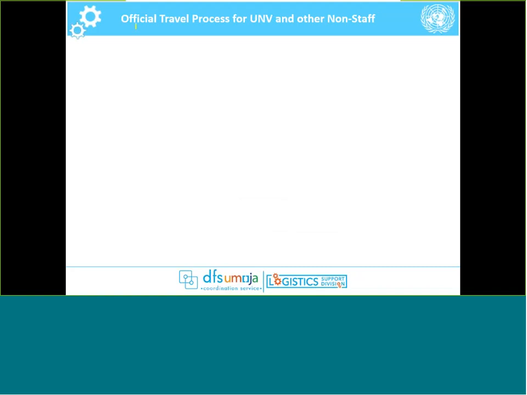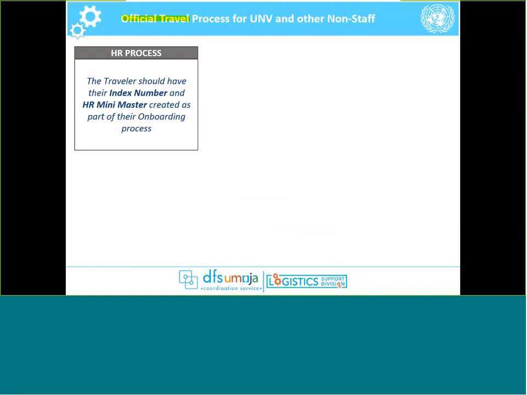In this slide, you can see the different steps that are related to official travel. Everything begins with the HR process. We always need an index number and an HR minimaster, no matter the travel type. But here we are specifying the HR process also as part of it.